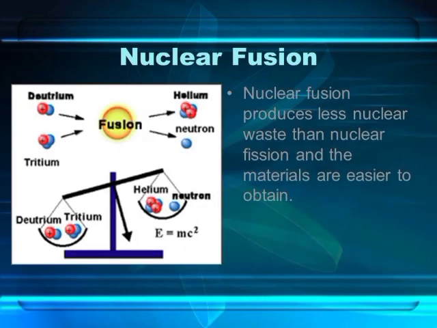Nuclear fusion produces less nuclear waste than nuclear fission, and the materials are easier to obtain. Nuclear fusion is cleaner and cheaper because less waste is produced and the materials are easy to obtain compared to nuclear fission. The materials needed in nuclear fusion are deuterium, which can easily be extracted from seawater, and tritium, which can be produced from lithium, which is widely distributed in the Earth's crust. Then the products of nuclear fusion are helium, neutron, and of course heat energy.